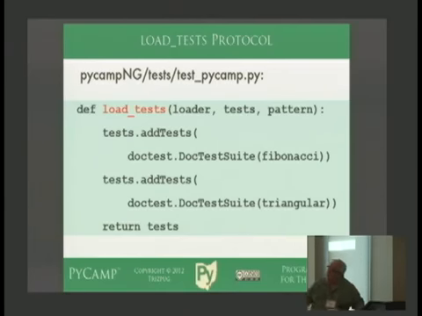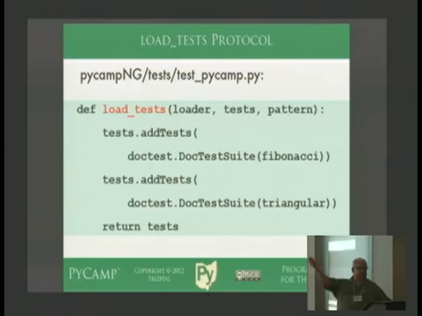So we can call the DocTestSuite built-in class and provide it with a module. It will discover all the doc tests in that module and convert them into unit tests. And then the test suite provided by unittest has an addTests method that we can use to add all those doc tests that we turned into unit tests from the Fibonacci module. And we'll do the same thing for the triangular module. So that's pretty sweet. It allows us to put everything into one script.